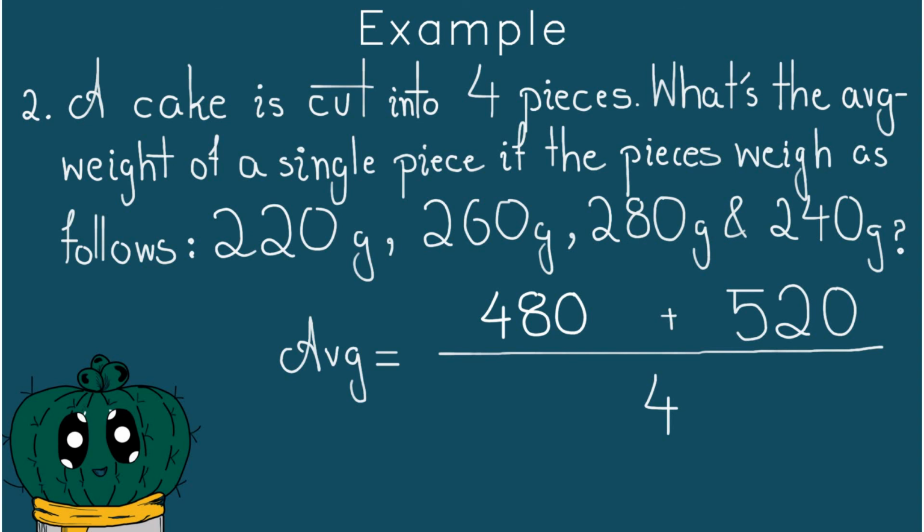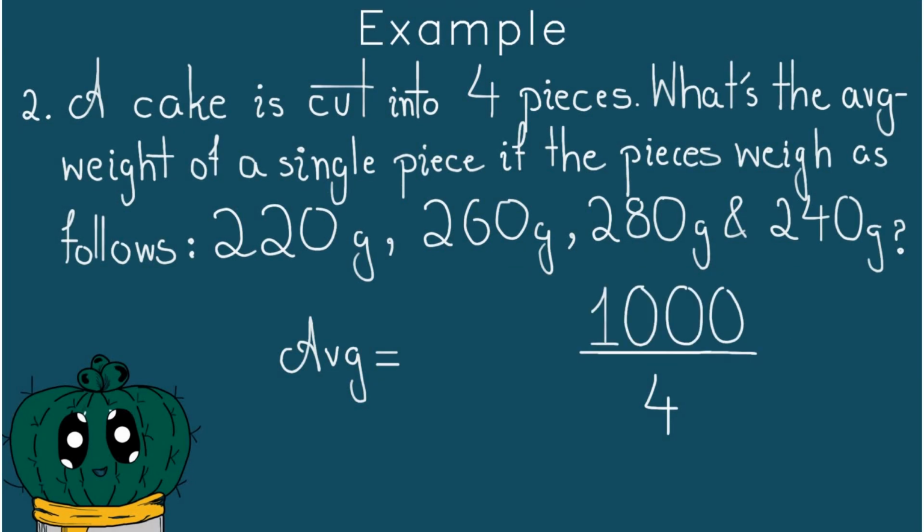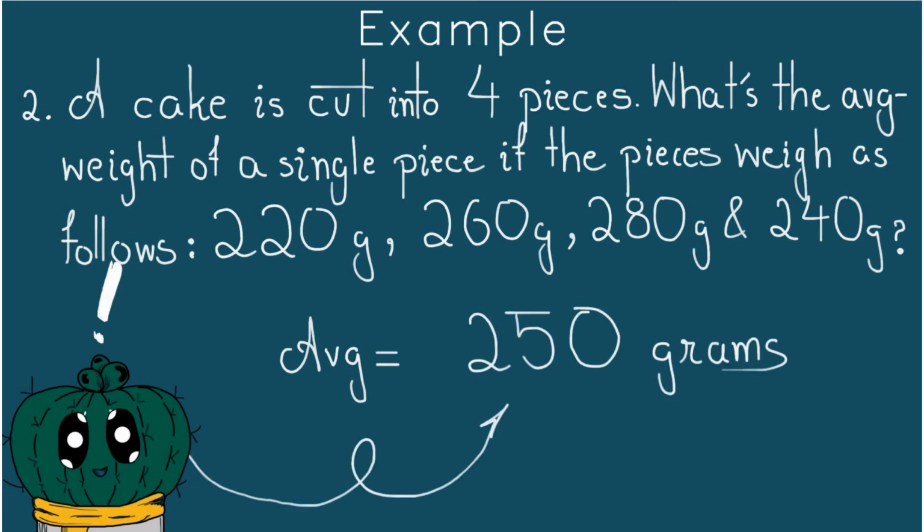You can always pause and do the entire thing yourself, and then resume the video, and we will both go through the example together. Okay? So 480 added to 520 gives us 1,000. So 1,000 divided by 4, when you go through it, comes out to be equal to 250 grams. Okay? So again, this is going to be the average weight.